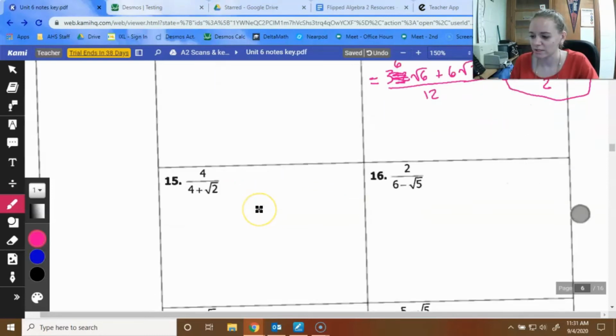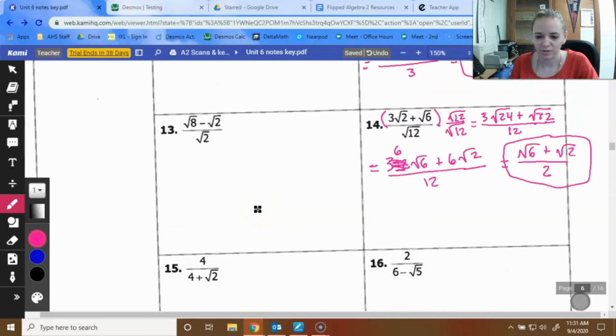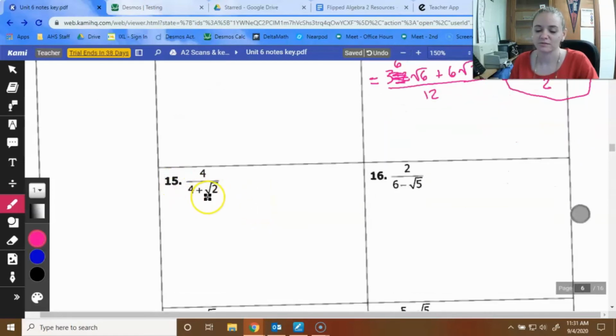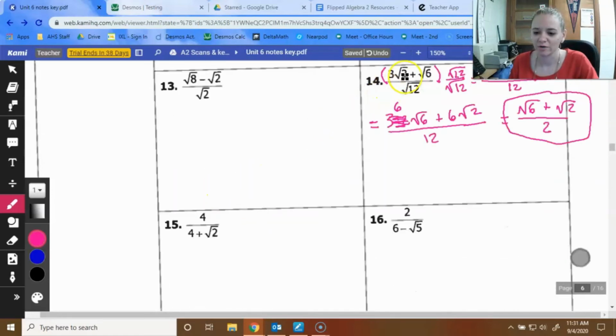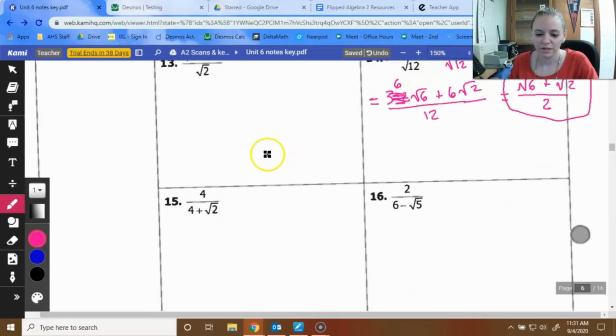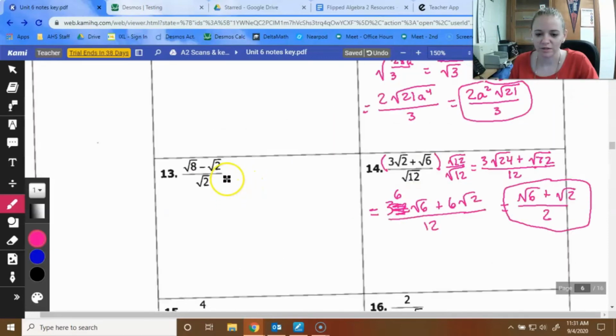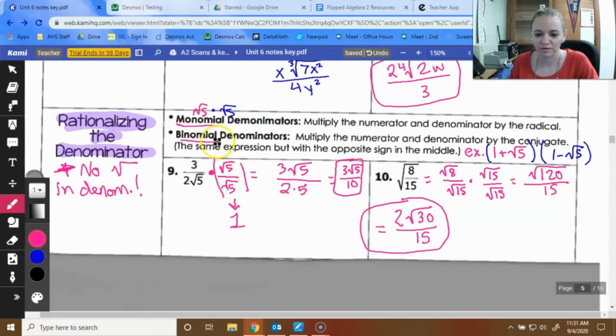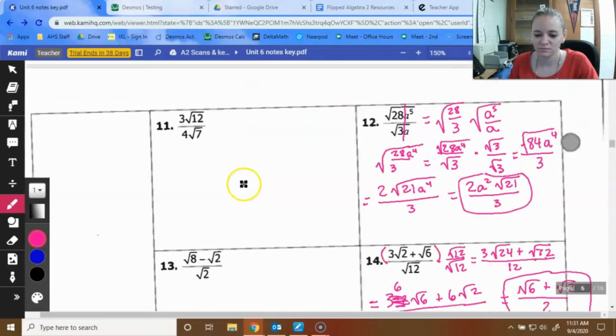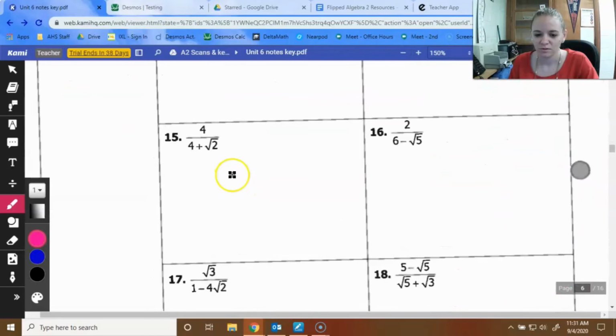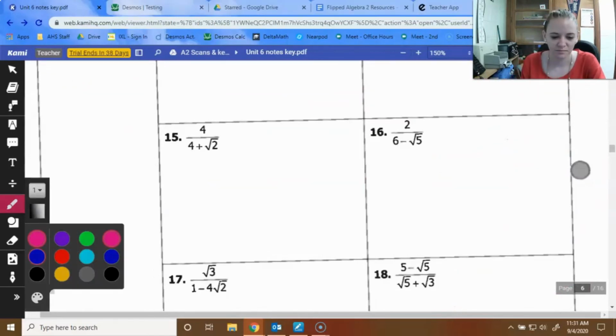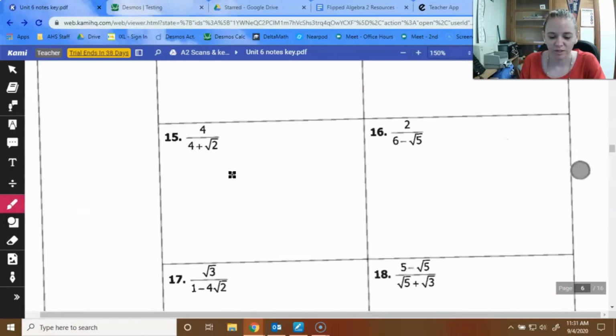Alright, let's do one that has the conjugate now, which would be in the denominator. So we had the binomial in the numerator, now we're going to have the binomial in the denominator. And this is a problem like what's described here as a binomial. So to get rid of it, you multiply by its conjugate. So for number 15, the conjugate of the denominator is 4 minus radical 2.